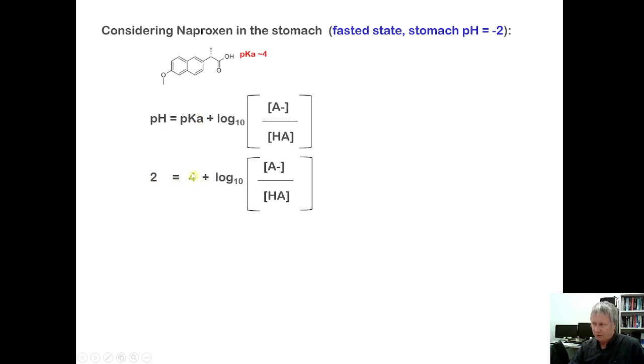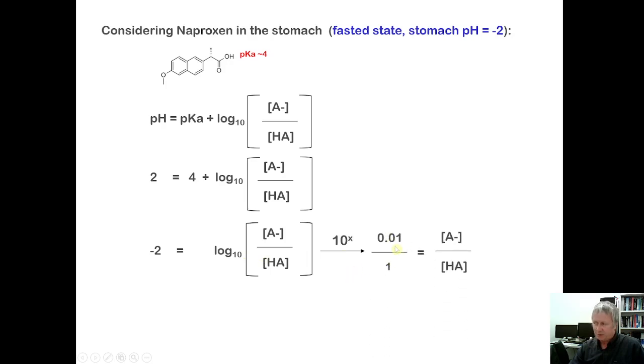So all we have to do then is move the 4 to the other side, and it becomes -2 equals log 10 of A minus divided by HA. And we're going to solve for A minus divided by HA. All we have to do is take 10 to the left equals 10 to the right of these, and then the logarithm goes away. So we just do this on both sides, and then 10 to the -2 is a small number.